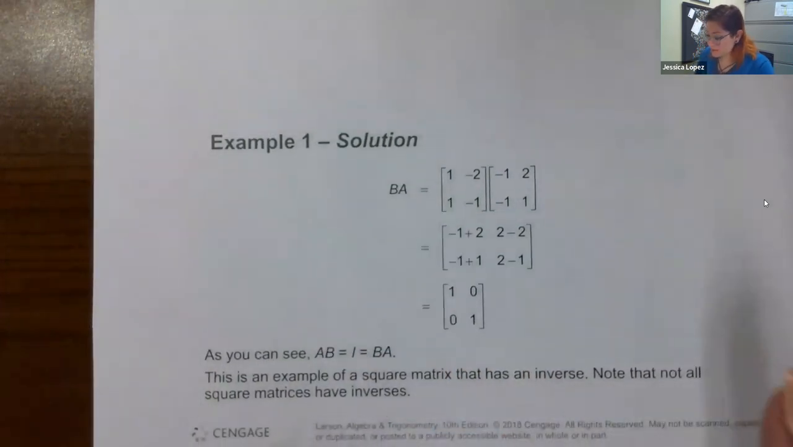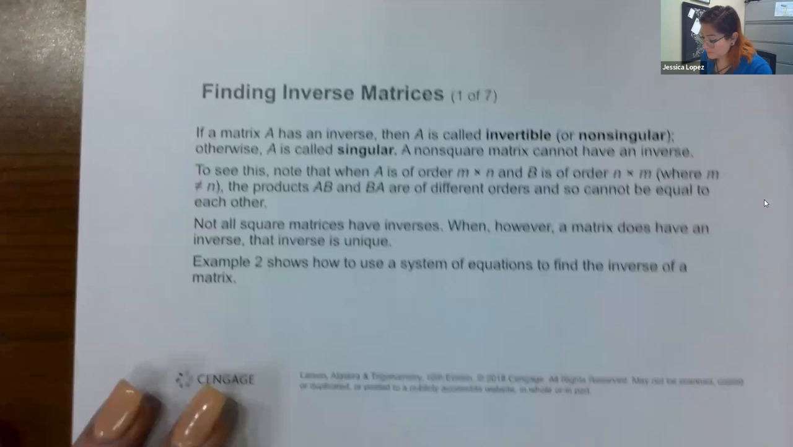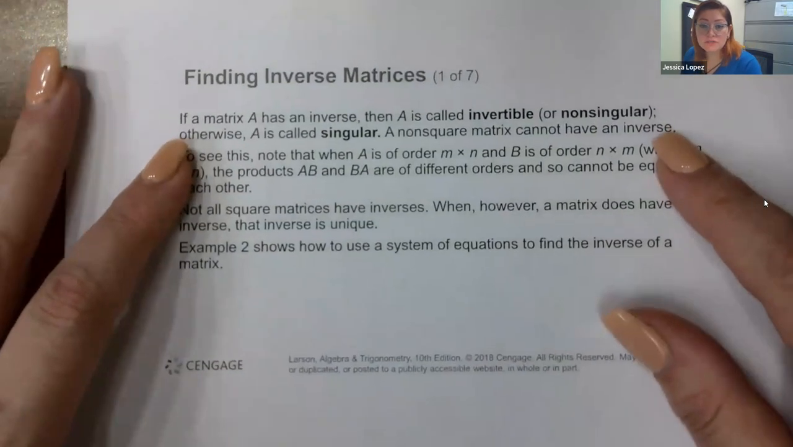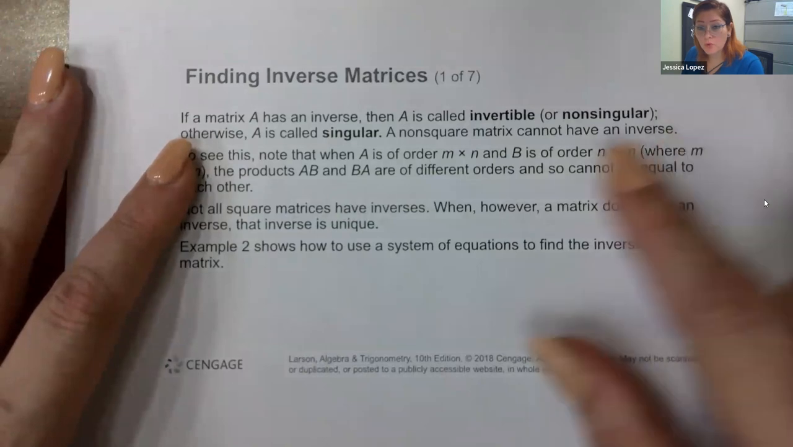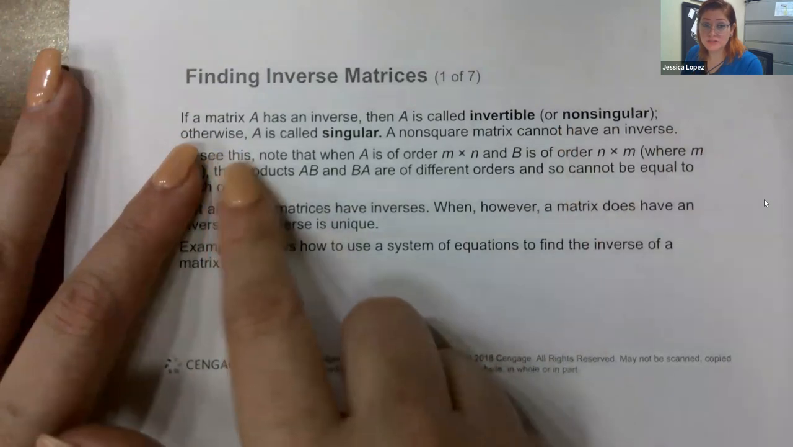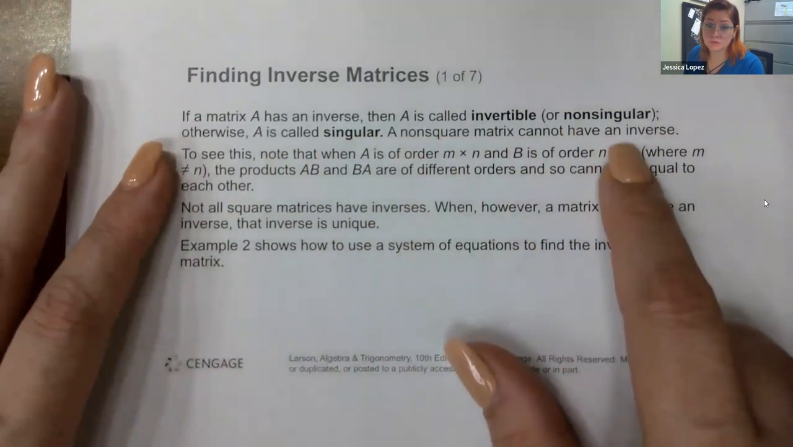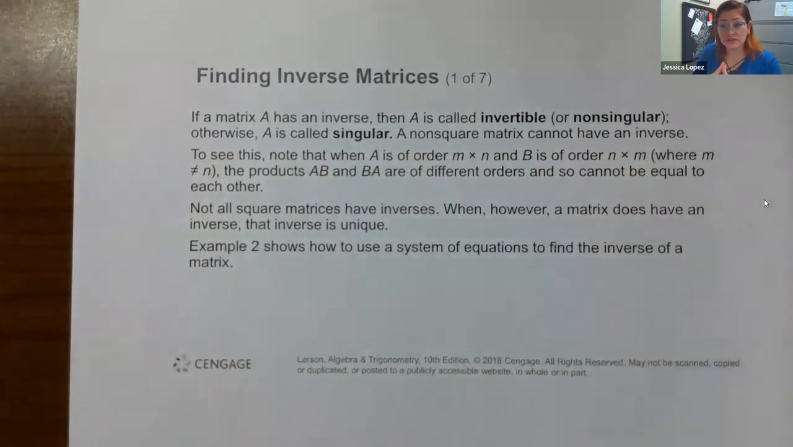Okay. Now, not all square matrices have inverses. That's important to note. If a matrix has an inverse, then that matrix is called invertible or non-singular. Okay, if it does not have an inverse, then it's called singular. So a non-square matrix cannot have an inverse as well. There are square matrices, you know, you fit the criteria. I'm a square matrix, so I should have an inverse, but not all square matrices have inverses. It depends on if that matrix is singular or non-singular.